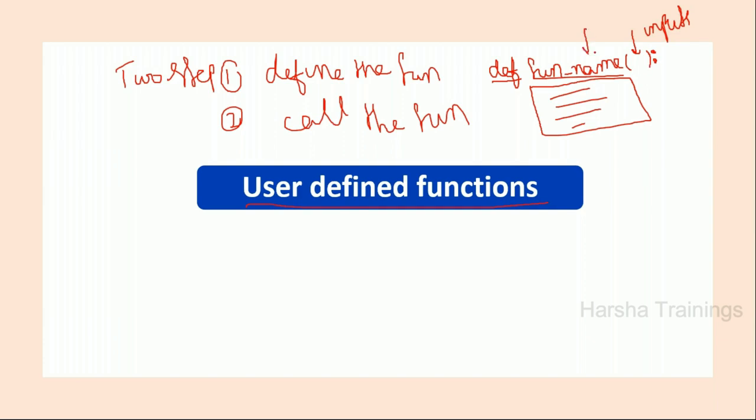Whenever you call this function, all these statements will be executed one after another. This is called defining the function. The second one is, once I have the function, I should call it by simply using the function name.